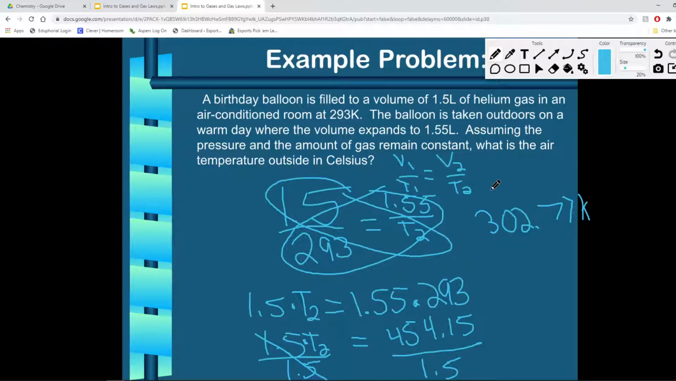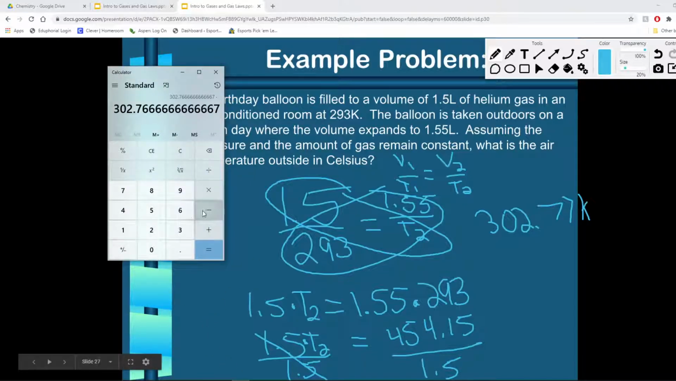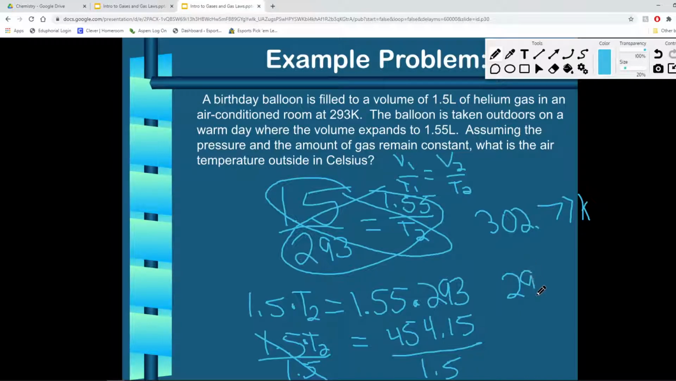Okay, the one tricky part about this problem, after you solved it, is that the problem is actually asking you for the temperature outside in Celsius. So you guys have got to remember, when you're converting from Kelvin to Celsius, you're going to subtract 273. So we're going to take our answer here, minus 273. And so we can say that it is 29.77 degrees Celsius outside.